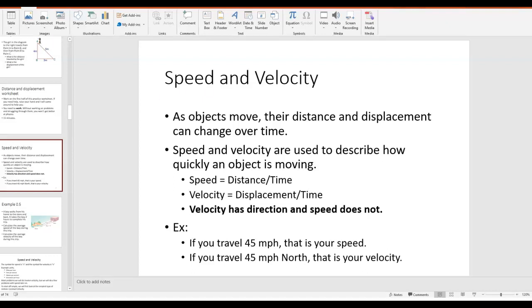Now, speed and velocity sound like similar things, but they're actually two separate things. In simple terms, velocity has direction, speed does not. For example, if I tell you I'm in my car traveling 45 miles per hour, I've told you my speed. 45 miles per hour tells you how fast you're going, but it doesn't have direction. If I say I'm traveling 45 miles per hour north, that is my velocity, because not only does it have my speed, it also has a direction. So velocity has direction, speed does not.